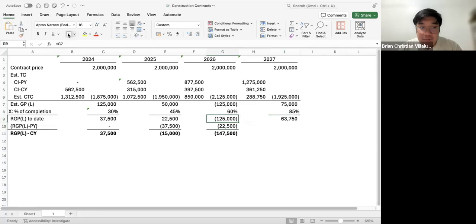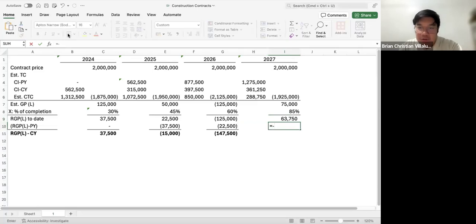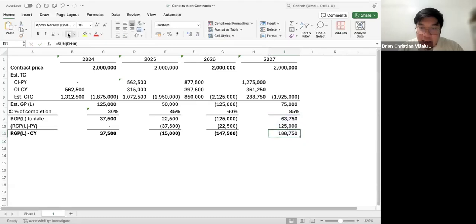Di ba last year, naka-loss to date ka? Magre-reverse siya, kumbaga. So instead of deducting the 125,000 here, you will add that back. Kasi double negative will result to positive amount. Do you follow? So ang profit na i-report mo ay 188,750. Nagkakaintindihan? Yan. So that's for 2027.